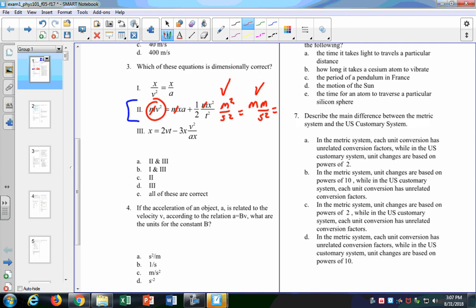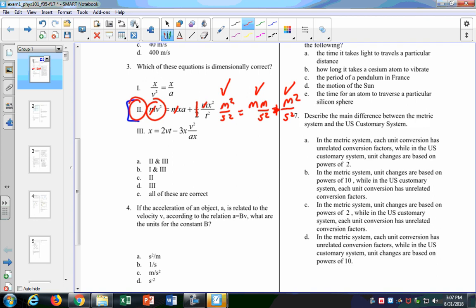And then recognize that I don't include the half. It doesn't have any units at all. It's just a constant with no units. That should be positive there. And x is in meters. T is in seconds. So meters squared per second squared. So that one is correct, too. So that one is okay.